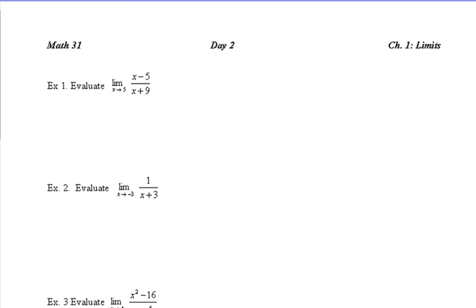Okay, so let's look at an example. So the first step is we always try and sub the value in. So let's try it. Sub it in, see if we get a value. So 5 minus 5 over 5 plus 9. What does that give you? 0 over 14. What does that equal? 0. So it's approaching 0.